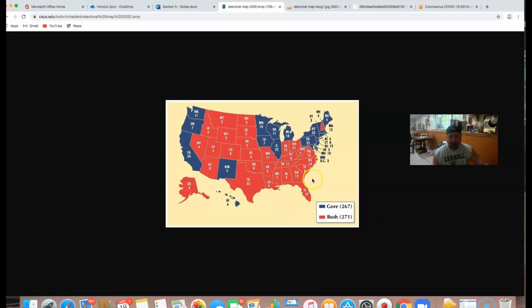Now, he won a lot more states than Gore did, but he had support from a wide swath of the country, and that allowed him to win. But Gore is very close here with just kind of regions of the country, if you see what I mean. Just regions of the country: the Northeast, the Great Lakes, and the left coast.